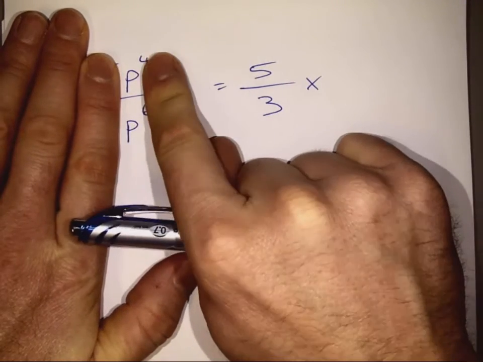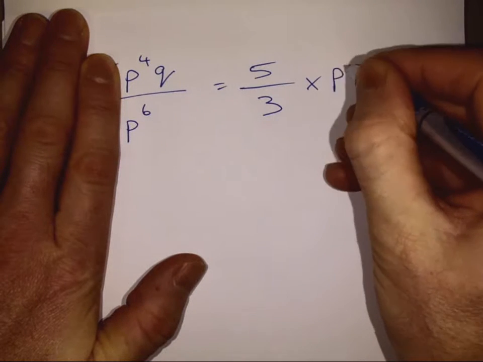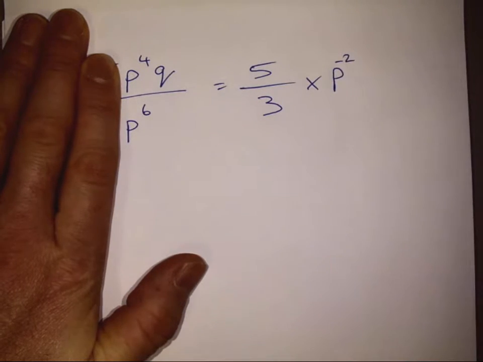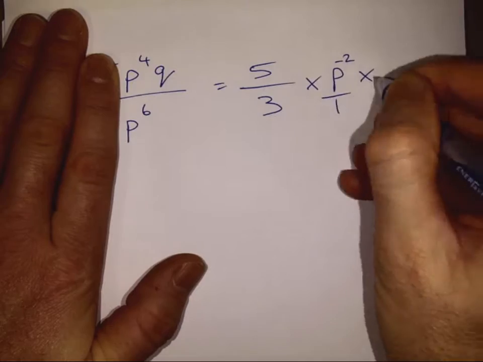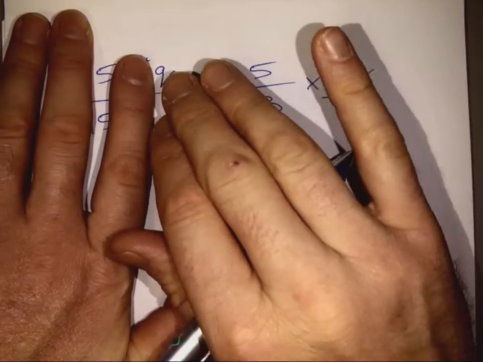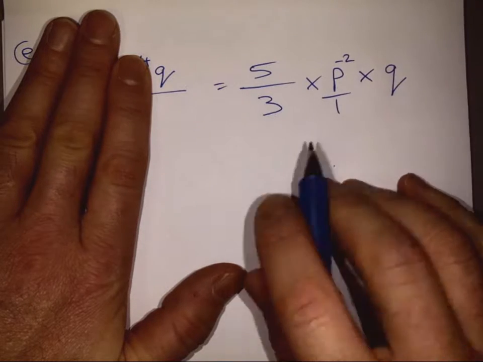So on top we'll have p to the power of minus 2 after subtracting the powers. And we can write that over 1. And multiplying finally q, there's nothing we can do with q, there's no q underneath, so it just remains there. So that becomes 5p to the minus 2 times q all over 3.